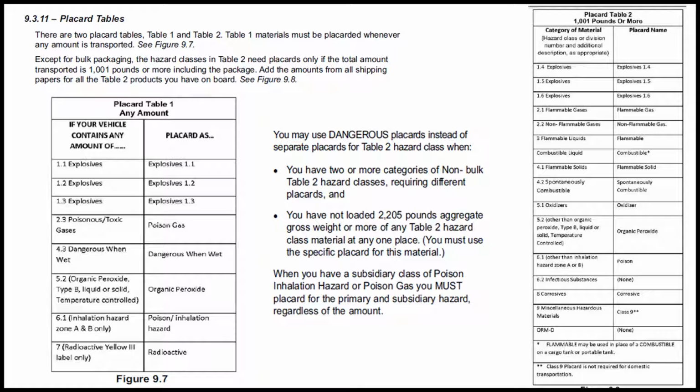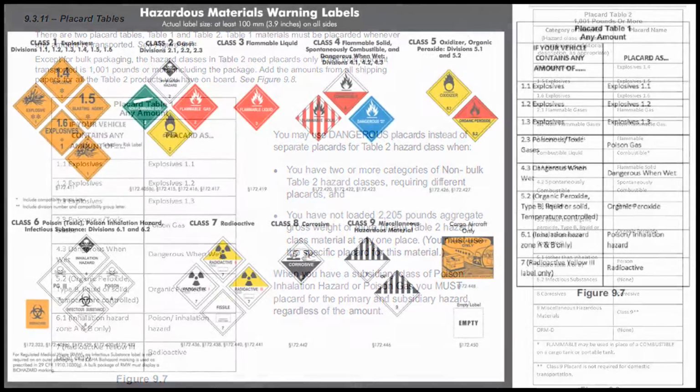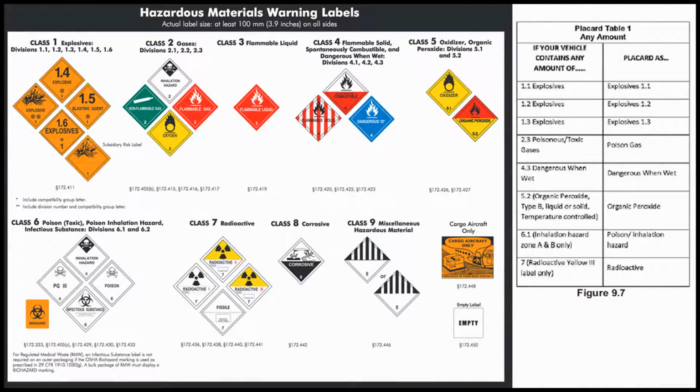See Figure 9.8. Figure 9.7. If your vehicle contains 1.1 explosives, placard as explosives 1.1. If your vehicle contains 1.2 explosives, placard as explosives 1.2. If your vehicle contains 1.3 explosives, placard as explosives 1.3.